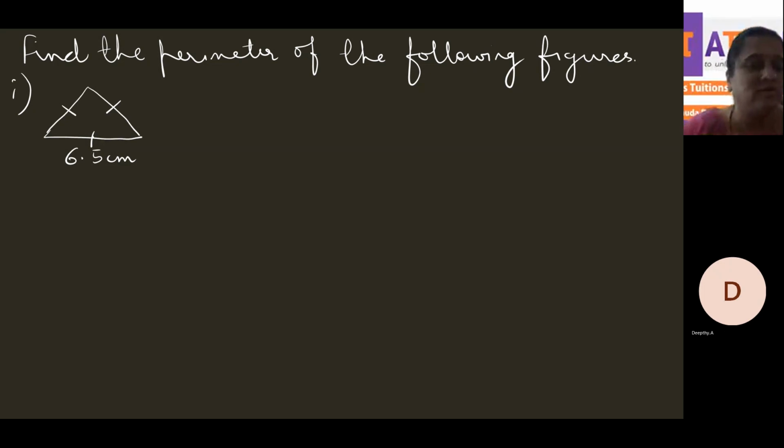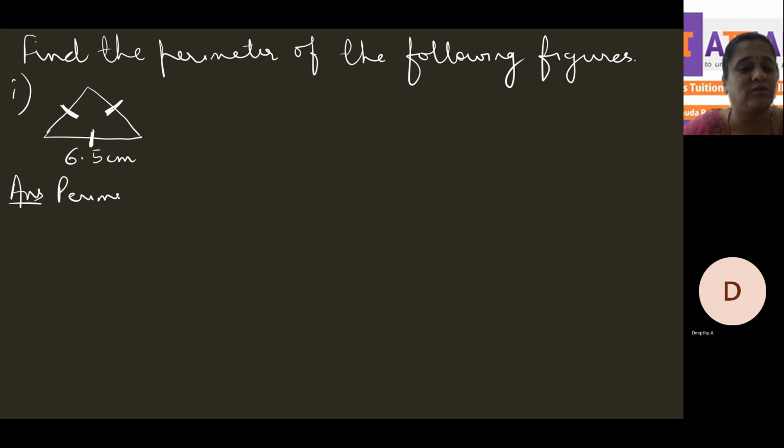So now when I mark like this, that means it's an equilateral triangle. When I mark like this, it means all the 3 sides are equal. If all the three sides are equal, that means each of the sides measure 6.5 centimeters. Correct? So you can call this an equilateral triangle. Okay, this is the answer.